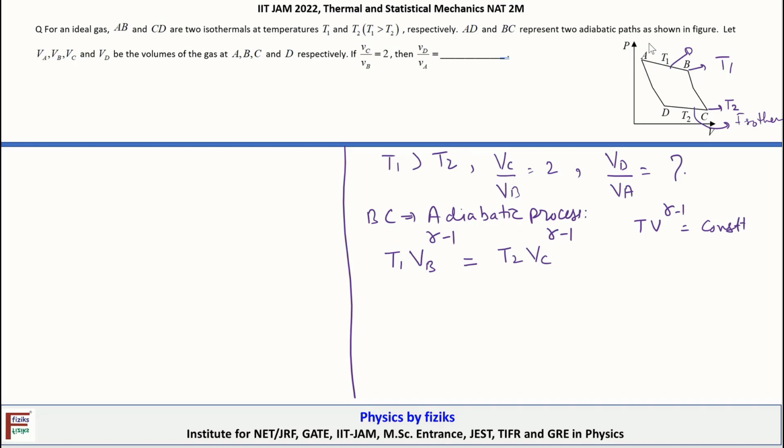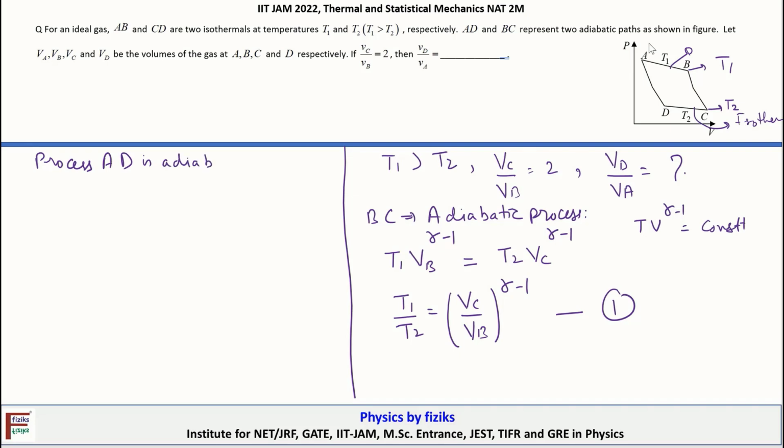Okay, and from this relation we obtain the ratio between the two temperatures T1 and T2, that is equal to (VC upon VB) power gamma minus 1. Let's call this equation 1. Now in the same way, process AD is an adiabatic process, so again this relationship is going to be valid between points A and D.